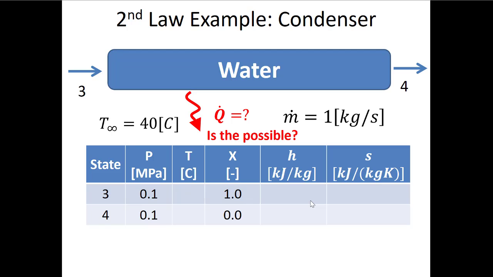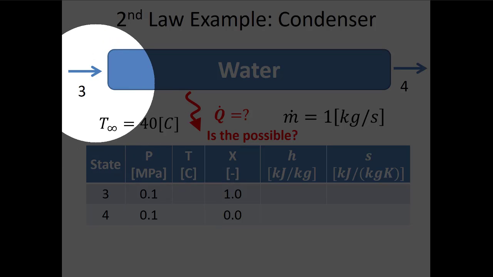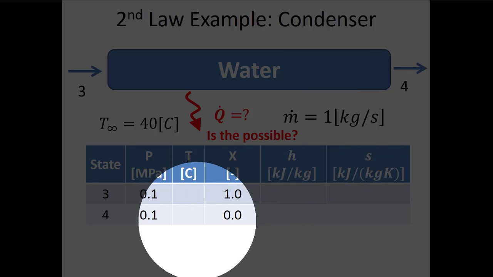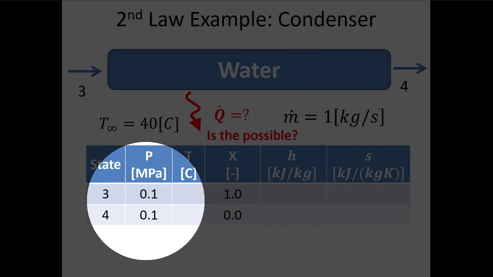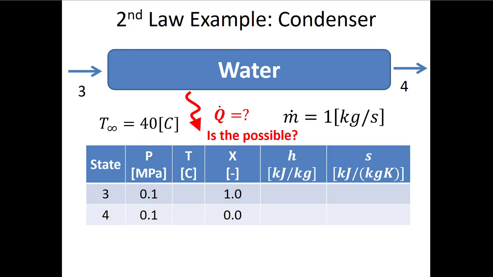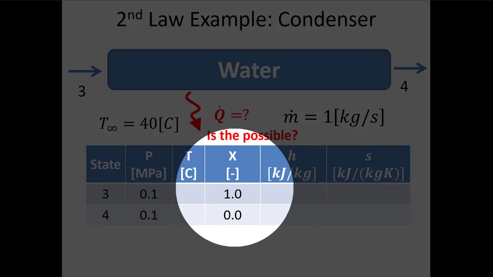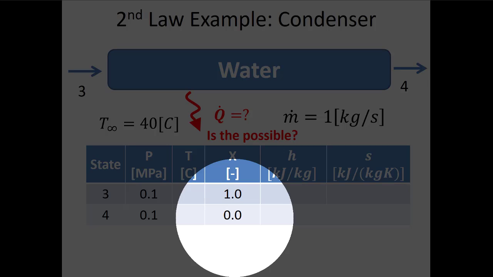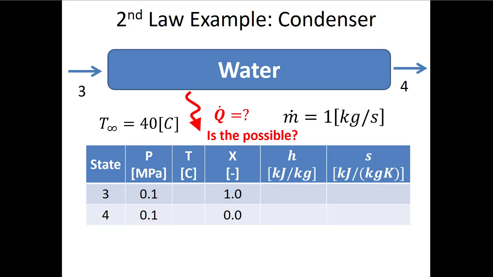So let's see if it passes the second law. Here we have steam coming into our condenser, and it exits as liquid water. The pressure at both states 3 and 4 is 0.1 megapascals, or 1 bar. The quality when we go into the condenser is 1, so we have saturated vapor, but it leaves at a quality of 0, saturated liquid.